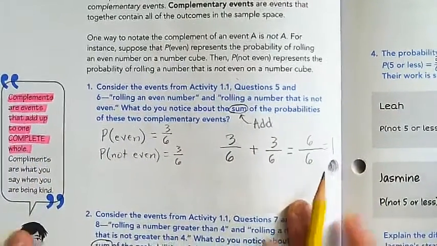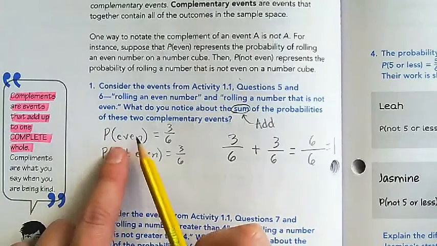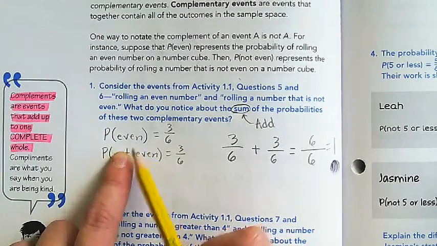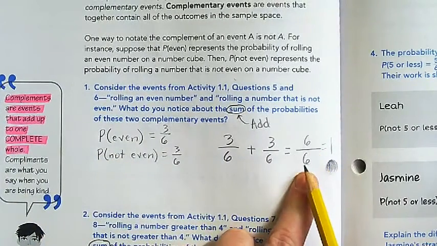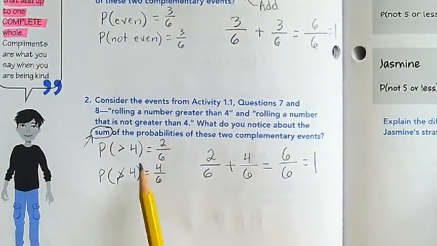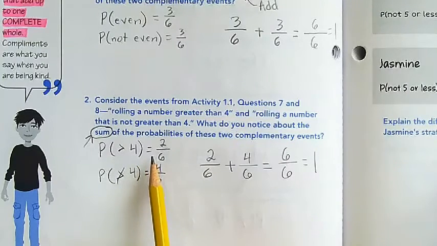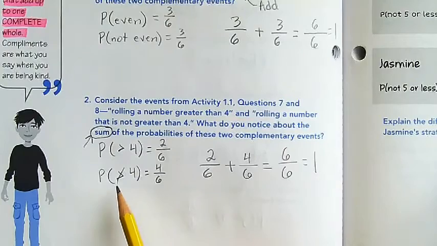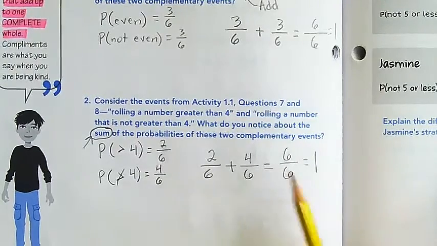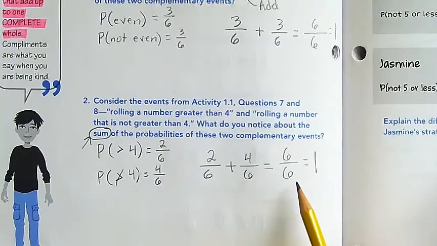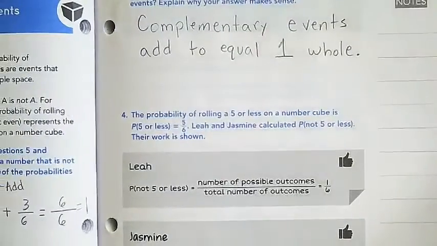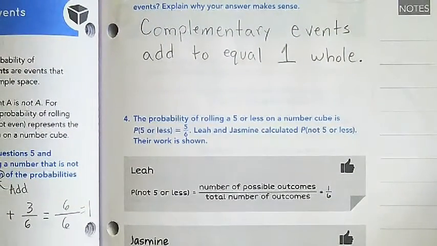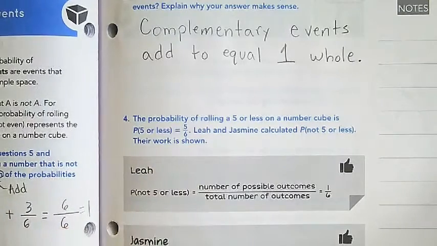And we saw that on number 1, where we took the probability of getting an even plus the probability of not getting even, ended up being 6 over 6. Same thing on number 2. The probability of getting a number greater than 4 plus the probability of not greater than 4 equaled 6 over 6 as a sum. On number 3, we wrote down that conclusion. Complementary events add to equal one whole.